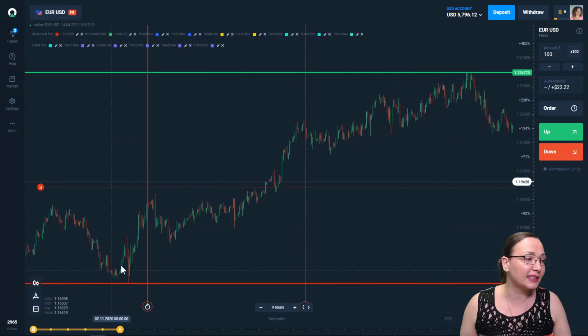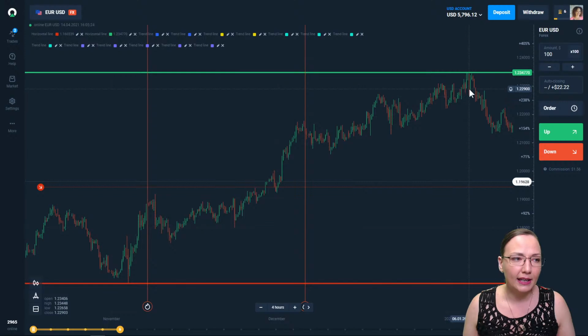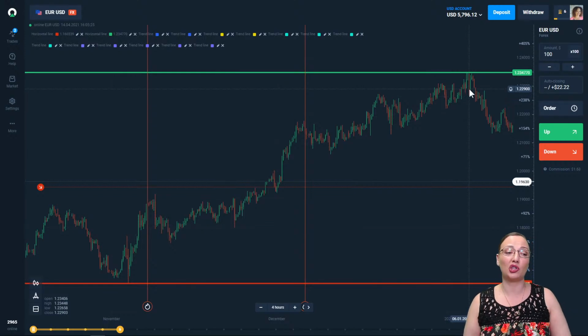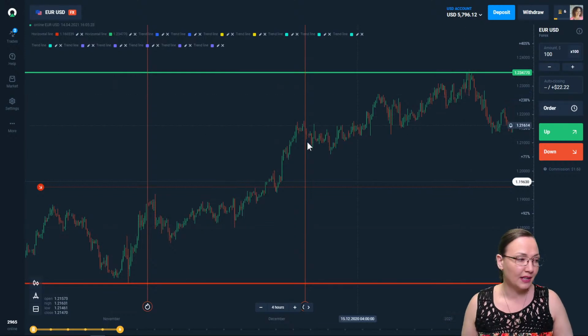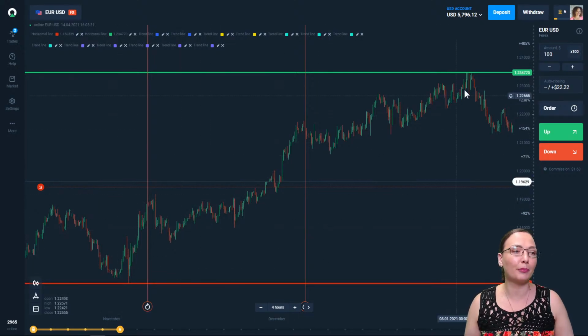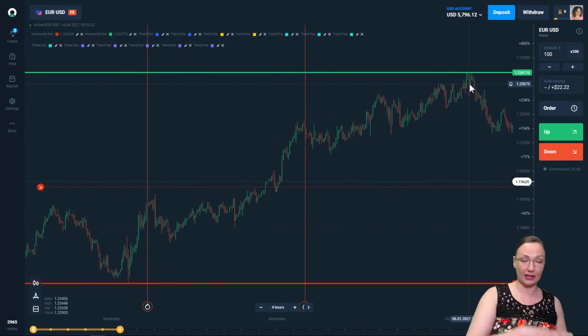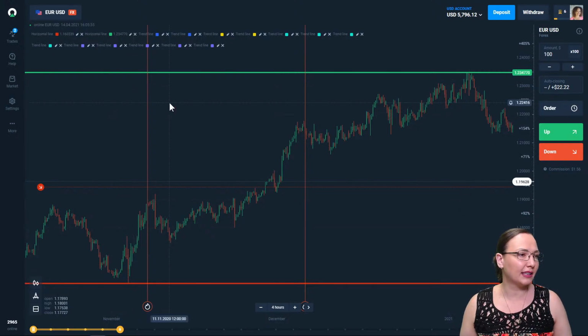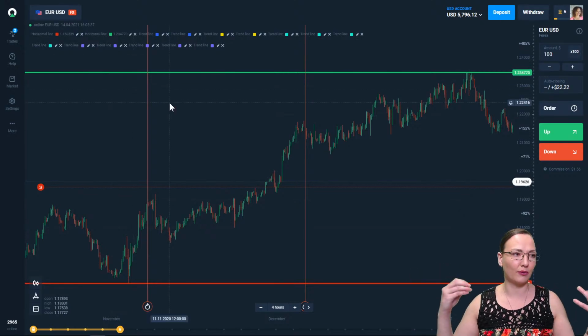And this whole uptrend lasted about 9 months. It ended in the beginning of January of 2021. So this was 9 months of uptrend for the euro against the US dollar. Basically, I just wanted to show these levels of resistance and support.